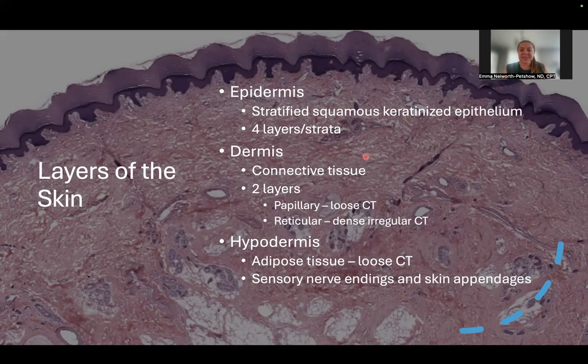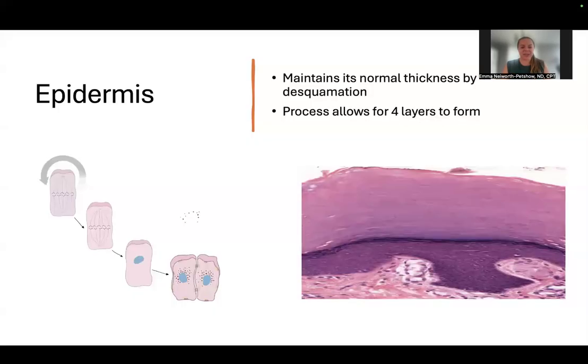The dermis is connective tissue, and it's composed of two layers primarily, the papillary dermis, which is loose connective tissue, and reticular dermis, which is dense, irregular connective tissue. Then underneath those two layers of the skin, we have the hypodermis, which is another type of loose connective tissue, specifically adipose tissue, as well as sensory nerve endings and skin appendages.